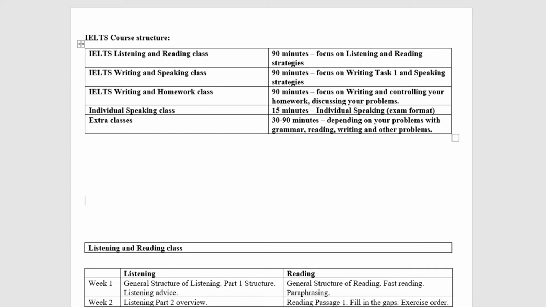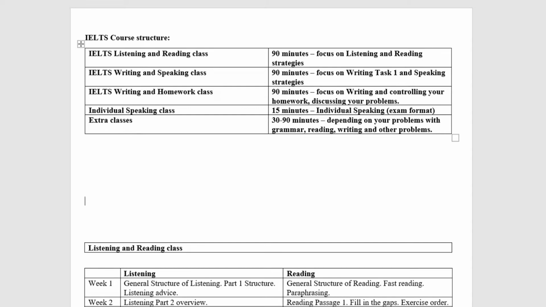So in the listening and reading class, you will focus on listening and reading strategies. During the writing and speaking class, you will focus on writing task 1 and speaking strategies. During the writing and homework class, however, you will focus on writing task 2 and writing task 1, and we will control your homework, discuss your problems.